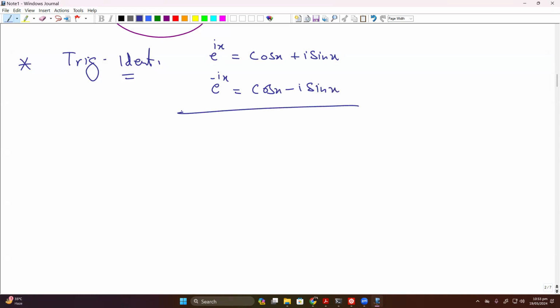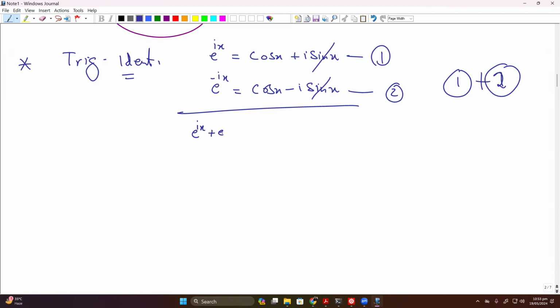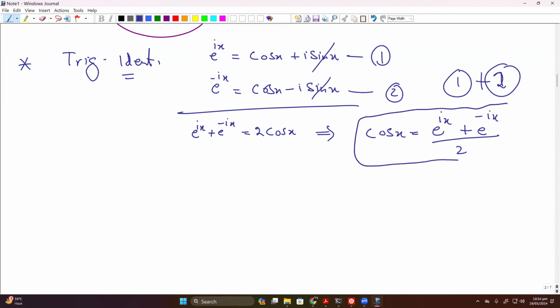I'm looking for expressing sine theta and cos theta in terms of the Euler's function. So for this purpose, let's suppose this is 1 and this is 2. If I add 1 and 2, these two will cancel, and I'll get e to the ix plus e to the minus ix. Here I'll get 2 cos of x, and this will give me cos of x is equal to e to the ix plus e to the minus ix divided by 2. This is my expression for cos of x.